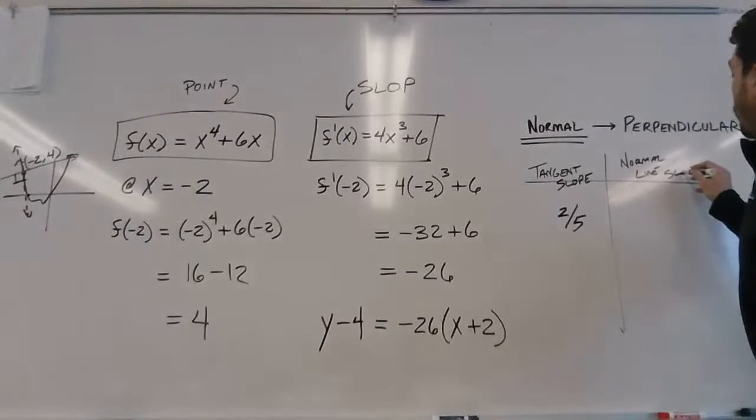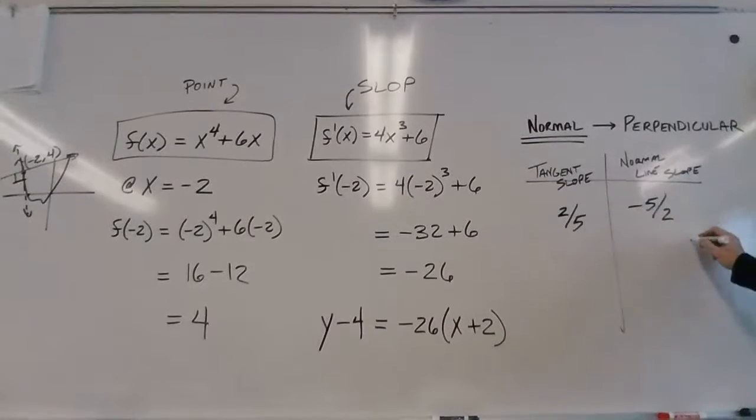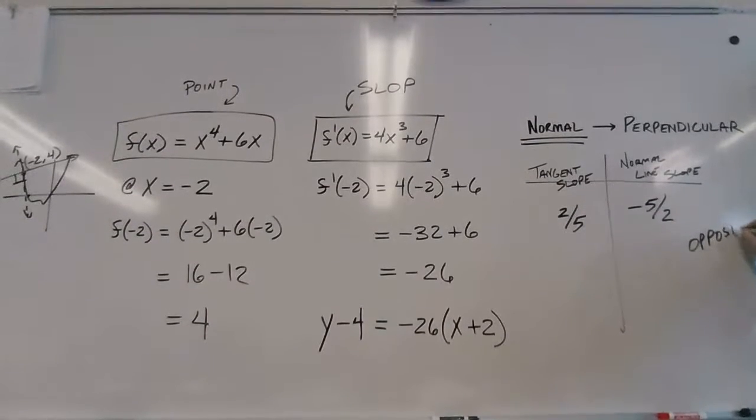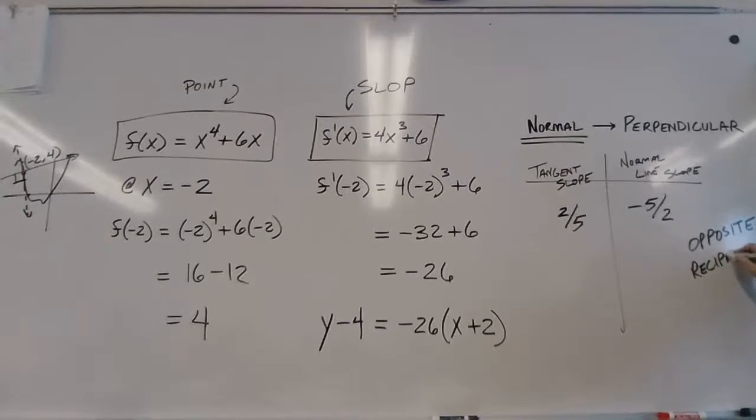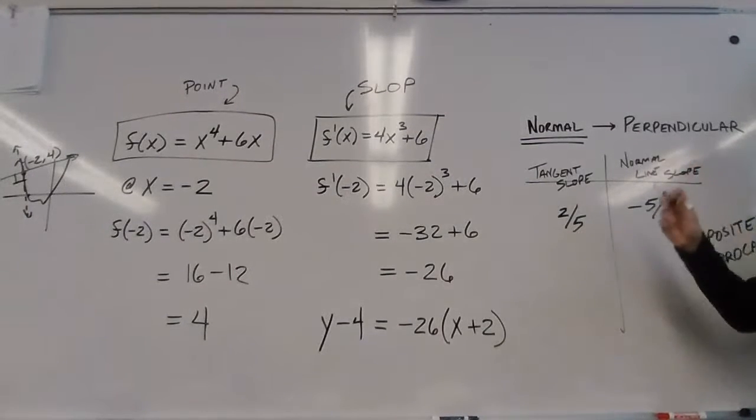Very good. Your normal line slope would be -5/2. So the word for that is opposite reciprocal. I guess it's 2 words. So opposite meaning if one of the numbers is positive, the other one's negative, or if one of the numbers is negative, the other one's positive. Reciprocal means it's quote unquote flipped over.